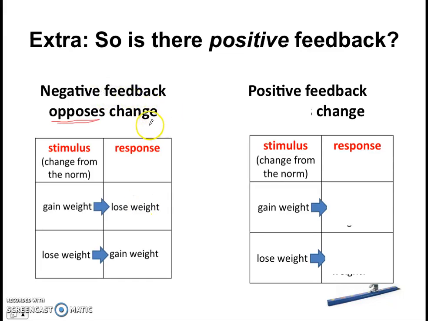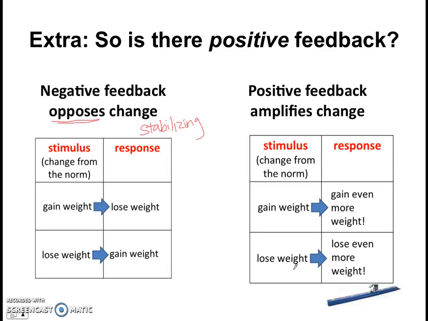And negative feedback in that sense is a very stabilizing process. It helps to stabilize things. When it changes away from the norm, the system will react to bring it back to the norm. Now, positive feedback, on the other hand, is the opposite. So if the stimulus is that I gain weight, positive feedback will make me gain even more weight. And if something happens to make me lose weight, positive feedback will cause me to lose even more weight. So positive feedback amplifies change.